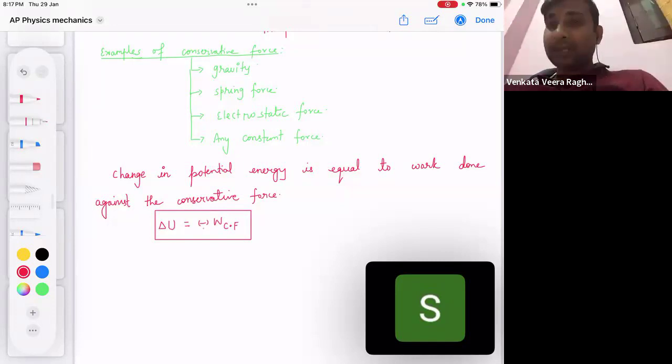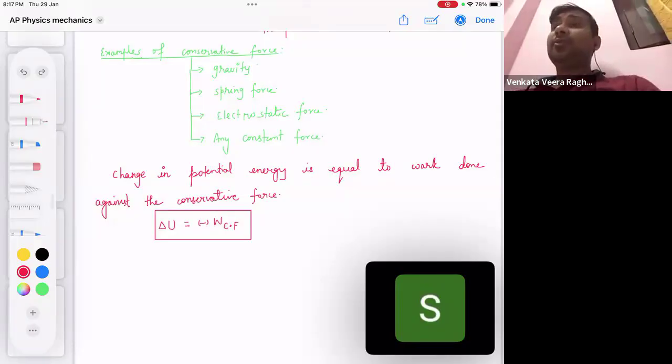So minus of that positive work done, that means what is the delta U will come then? Then delta U will come negative. So if work done by conservative force is positive, potential energy will decrease. If work done by conservative force is negative, potential energy will increase.